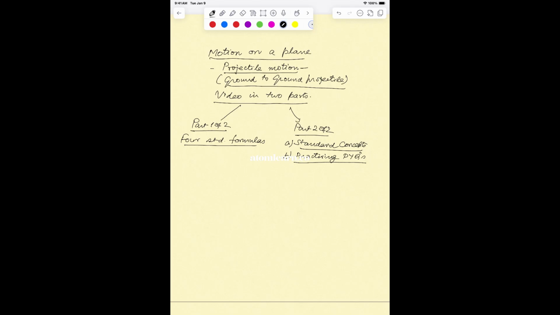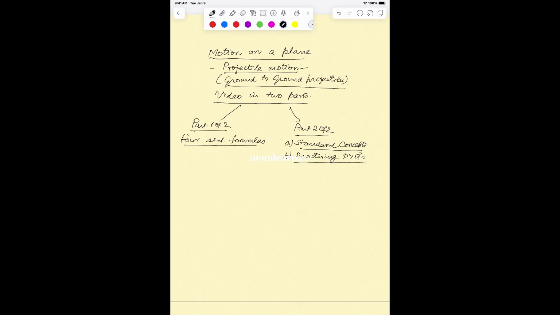In this part 1 we will be covering the development of the 4 standard formulas for ground to ground projectile. Namely, what are those formulas? Time of flight formula, then maximum height reached formula, then horizontal range formula, and then the fourth one is the equation of the path, which is a parabolic equation. Therefore, these 4 standard formulas, we are going to derive from fundamentals.